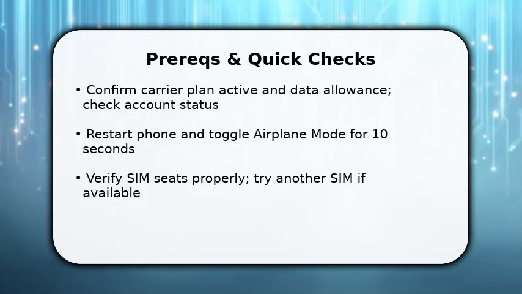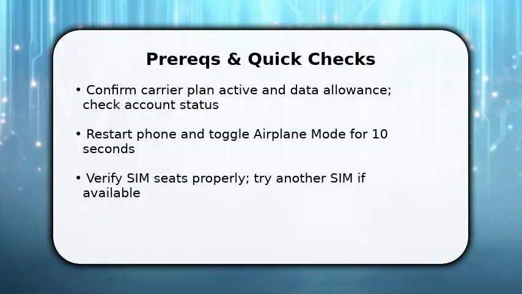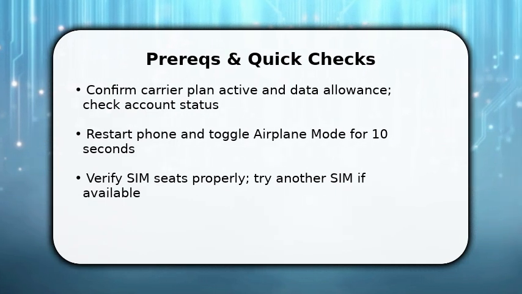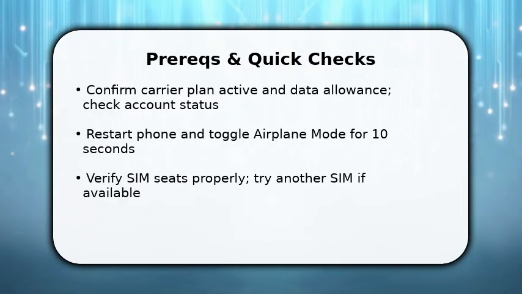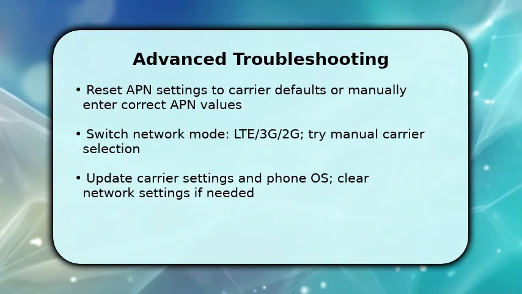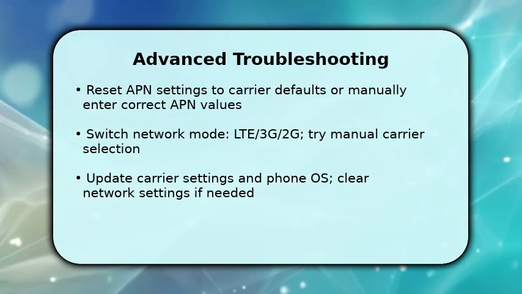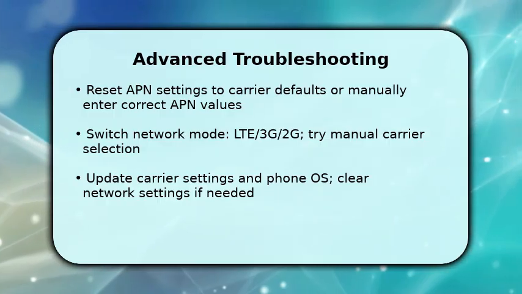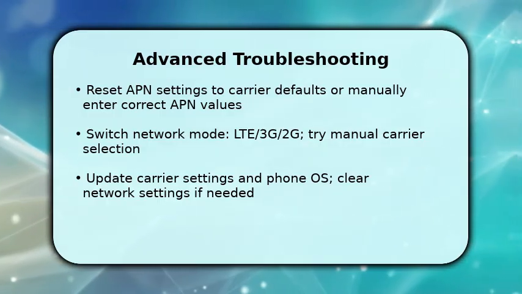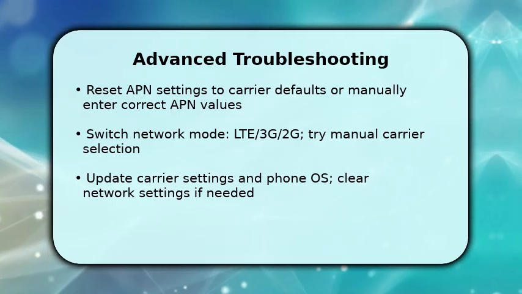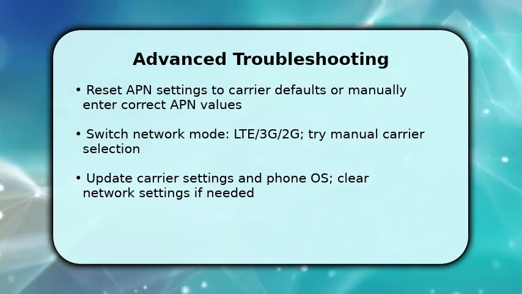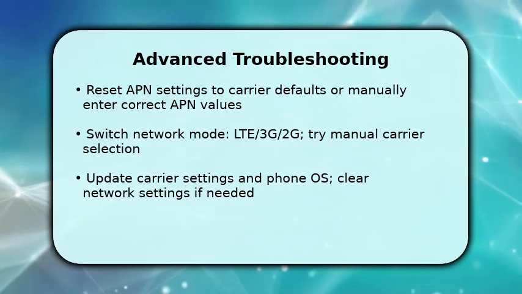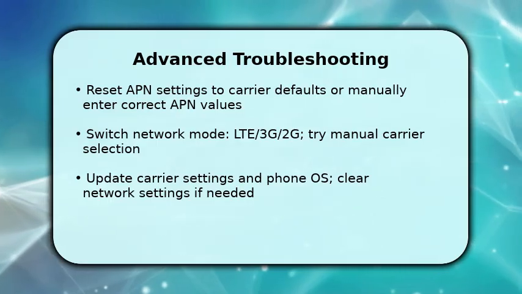Once done, move to software settings to validate APN and network selection so the device can authenticate correctly with the network. You now dive into the detailed fixes. Open mobile network settings and reset or manually set the APN to exact carrier values because wrong APN prevents data activation. Then change network mode, switch from LTE to 3G then back, and try manual carrier selection to force reconnection.